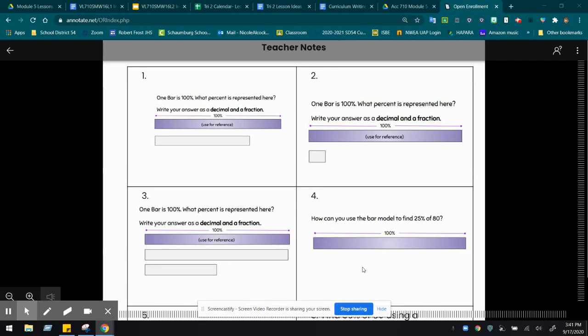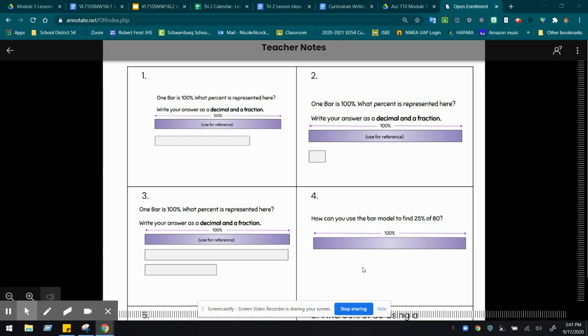Hello, students. We're going to start working with percents, and we're going to use a bar model to understand what percents mean and how they compare to other numbers. So let's look at number one. One bar is 100%. What percent is represented here? Write your answer as a decimal and a fraction.